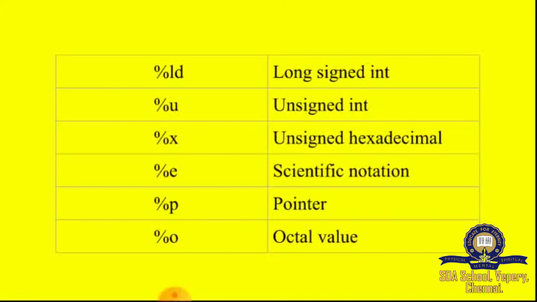%ld represents long signed integer. %u represents unsigned integer. %x represents unsigned hexadecimal. %e represents scientific notation. %p represents pointer. %o represents octal value. These are the meanings of the control variable strings.